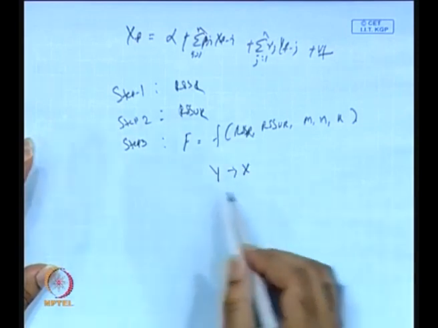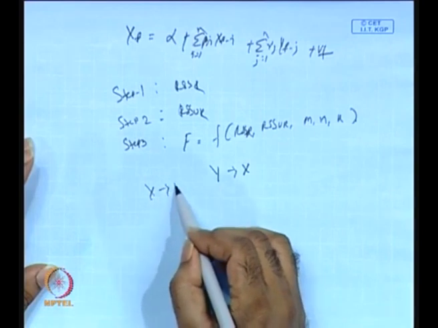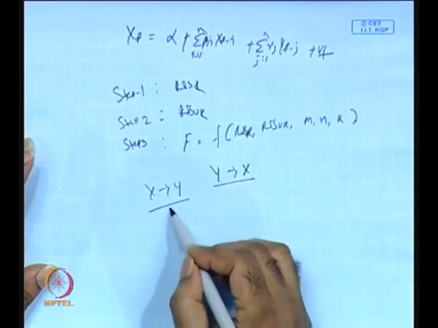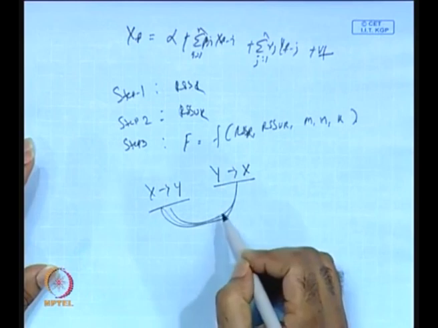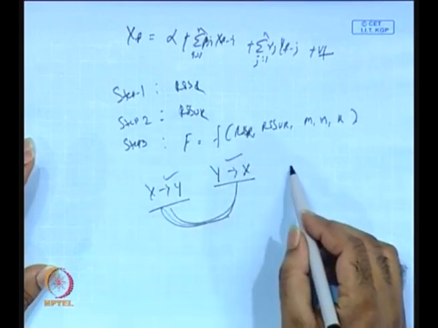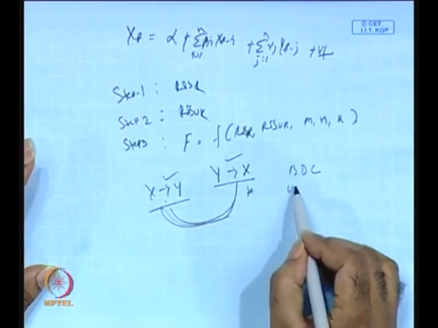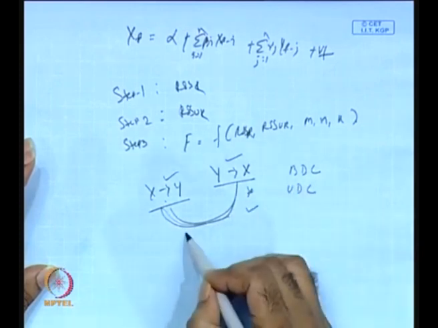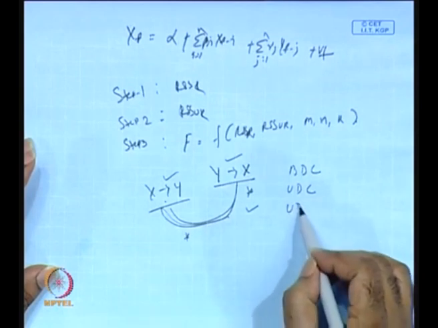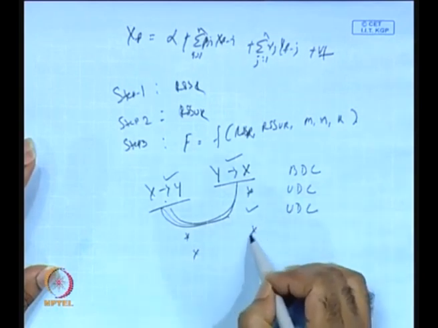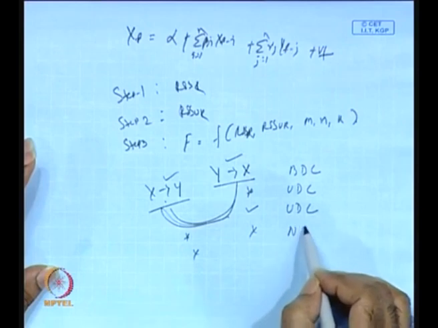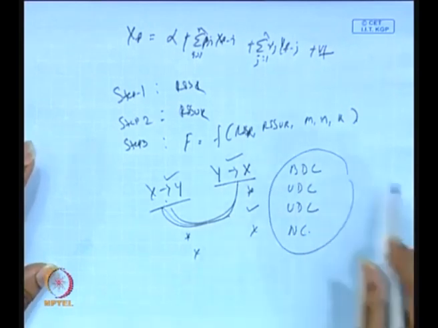In the first case we checked whether x influences y, and here we are checking whether y influences x. Now you compare. If both are true, it is called bidirectional causality. If one is true and the other is not, it is unidirectional causality. If the other is true and this is not, it is again unidirectional causality. If neither is true, it is no causality. These are the four outcomes we find in Granger causality.